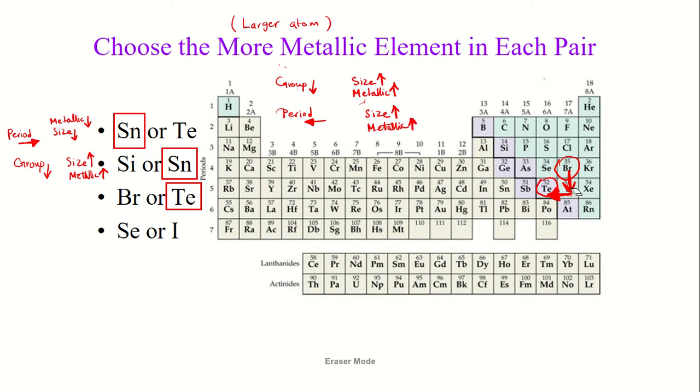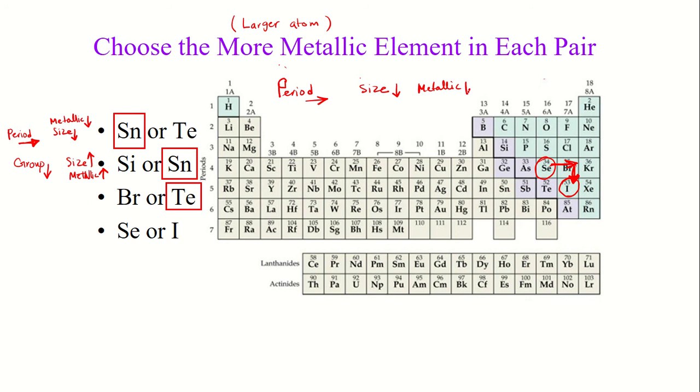How about the last example here? If we are going to study in this example, we are going to talk about Se and I. So Se and I, let me draw here and this one. So we need to move right and go down. And let's see how it works. If we have the period, move from left to right, size decreases or metallic properties decreases as well. How about down a group?